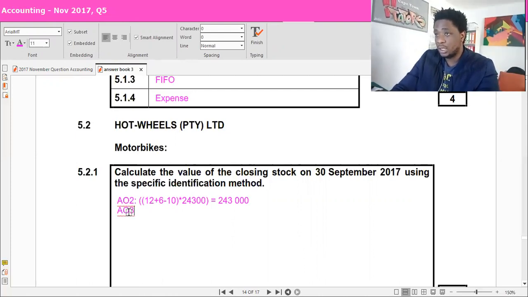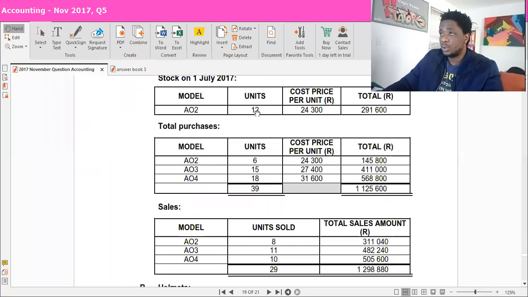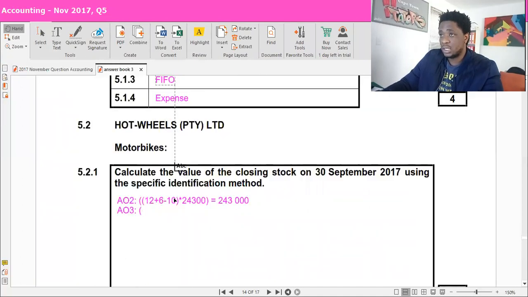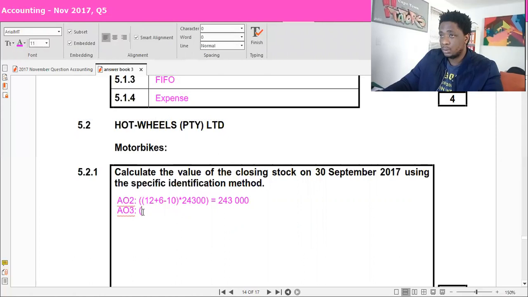So the AO3, let's see the AO3. There's no units at the beginning, and then we bought 15, and then we sold 11, and then those units were bought for 27,400. So what we will do then is to say 15 minus 11, and then we want to multiply those by the cost price of the AO3, which is 27,400. And then we're going to get an amount of 109,600.